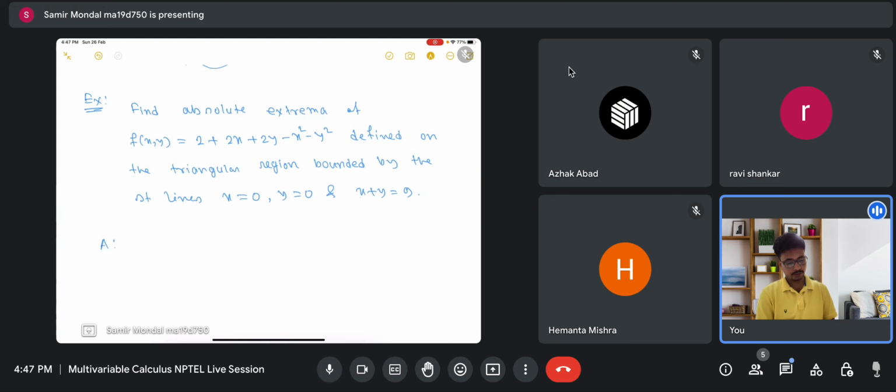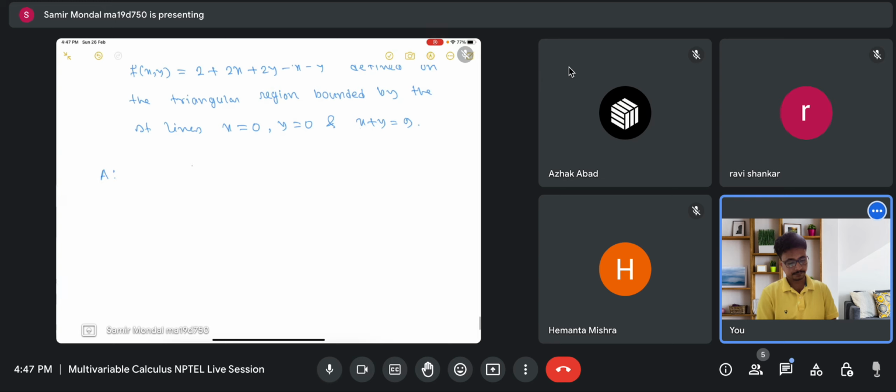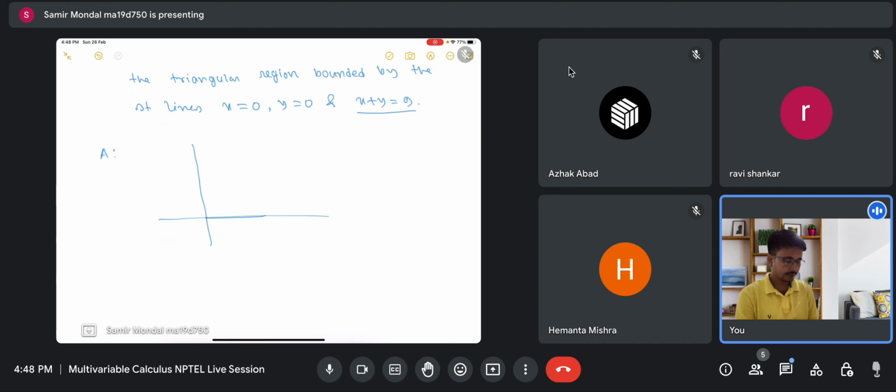Okay, so what will be your region? x equal to 0 means this line, y equal to 0 means this line, and x plus y equal to 9 means this line. Okay, this is your x plus y equal to 9 line. So in this region you have to find the absolute maxima and absolute minima.